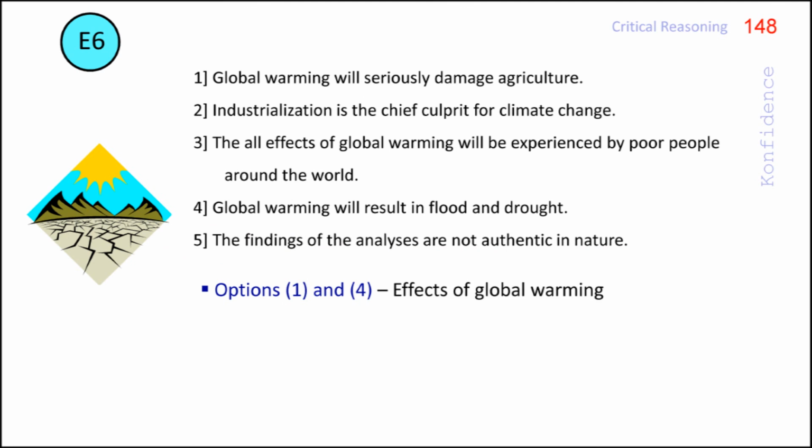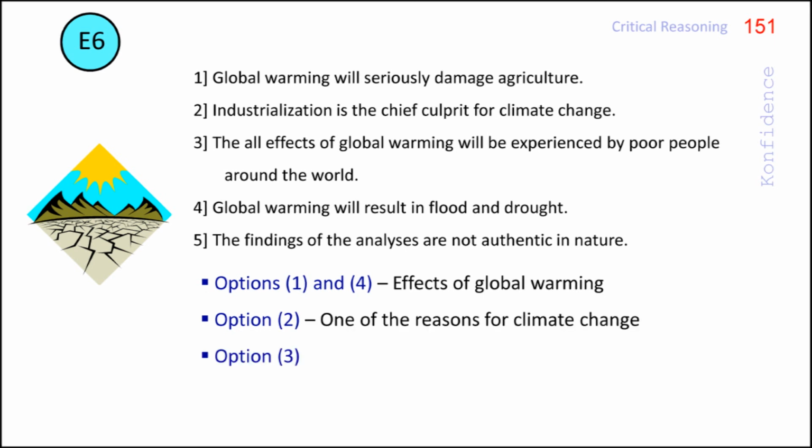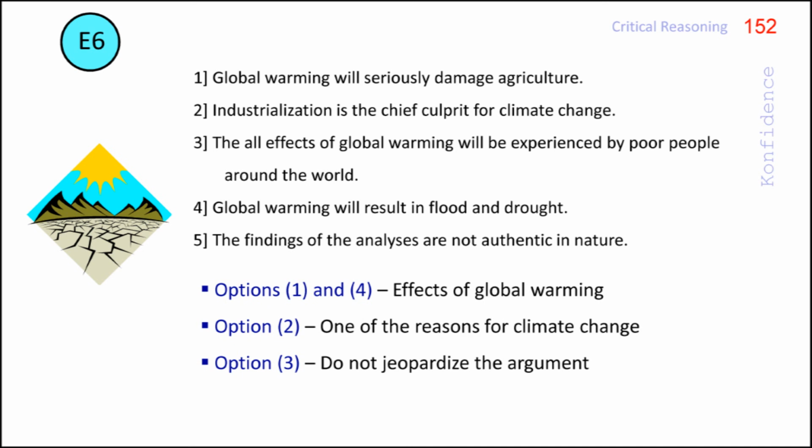Options 1 and 4 tell us about the ill effects of global warming. The same idea is expressed in two different statements. They do not jeopardize the argument. Jeopardize means put in danger or weaken or criticize. Option 2 suggests one of the reasons for climate changes. Option 3 says that the ill effects of global warming will be experienced by poor people. None of these statements jeopardize the argument. When we look at option 5, we can see that it jeopardizes the argument made in the first sentence. If the findings of the analysis are not true, the argument will be a wrong one.